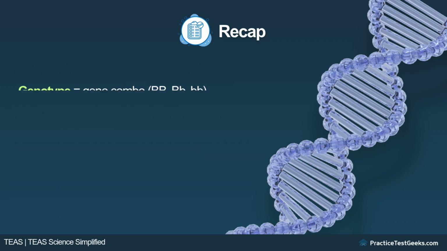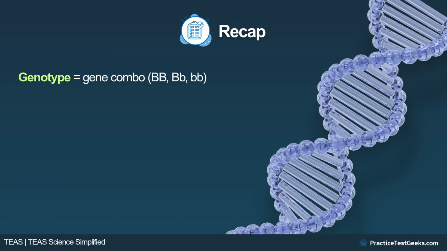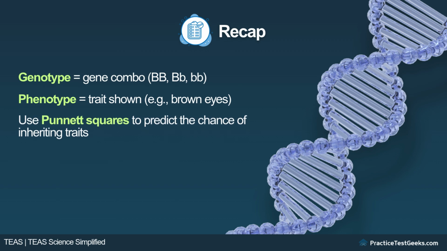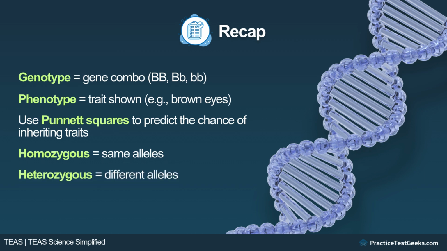When we talk about genetics, genotype refers to the letter combination, like BB, Bb, or bb, while phenotype is the physical trait you see, such as brown eyes. To predict how traits may be passed on, we use Punnett squares. These show the possible gene combinations and the likelihood of each outcome. For example, you might see a 3-to-1 ratio, 3 brown-eyed children to 1 blue-eyed child. Finally, remember that homozygous means the alleles are the same, while heterozygous means they are different. A carrier is someone who is heterozygous for a recessive trait. They don't show it, but they can still pass it on.